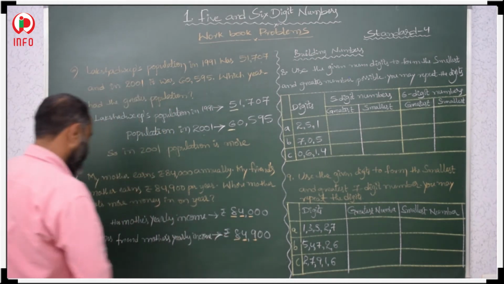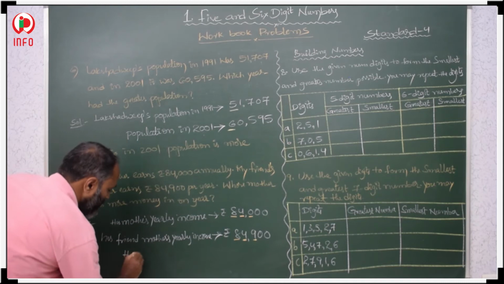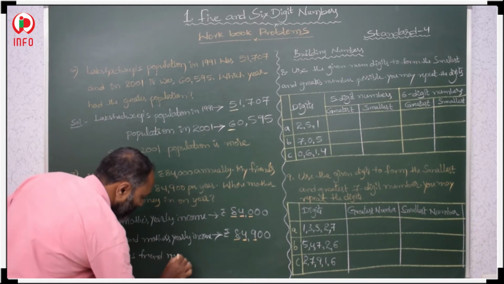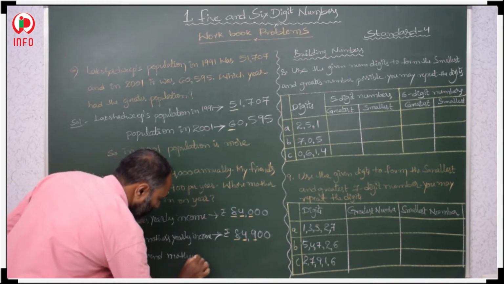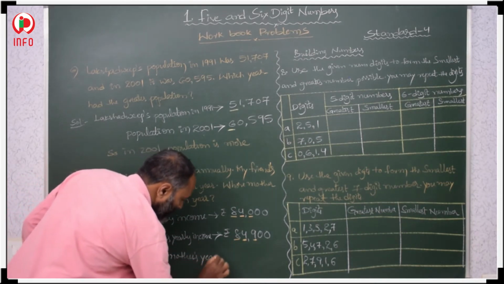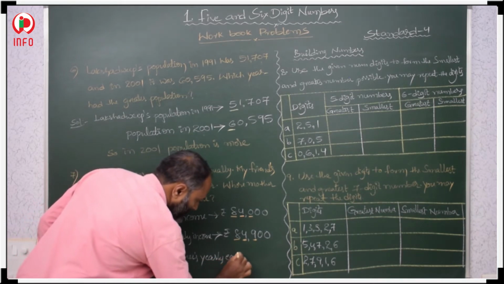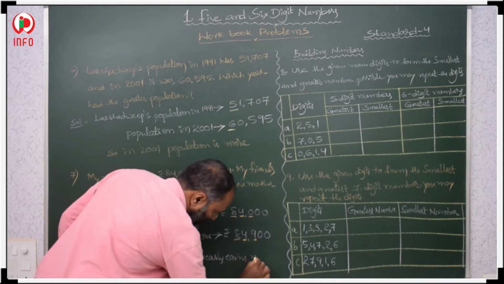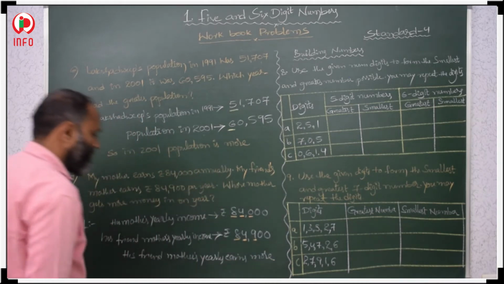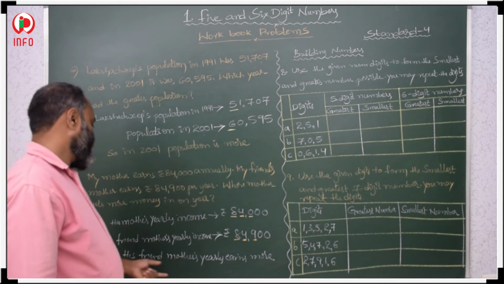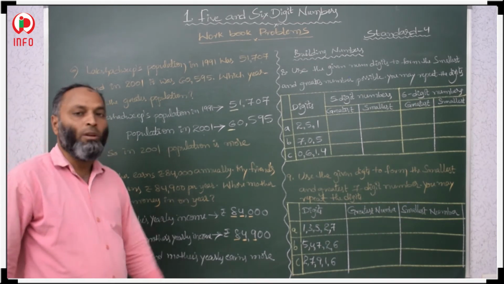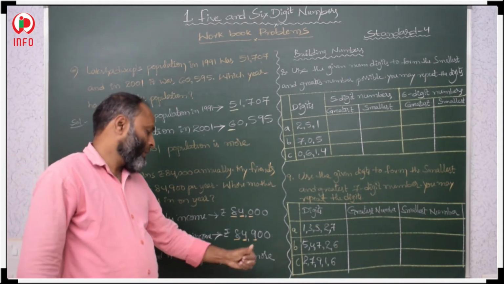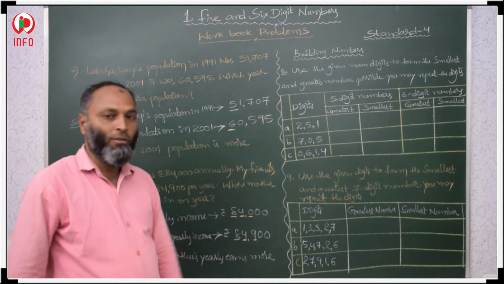So his friend's mother earns more yearly. Okay. So like this we have to compare. We have to compare and we have to write. How to compare?